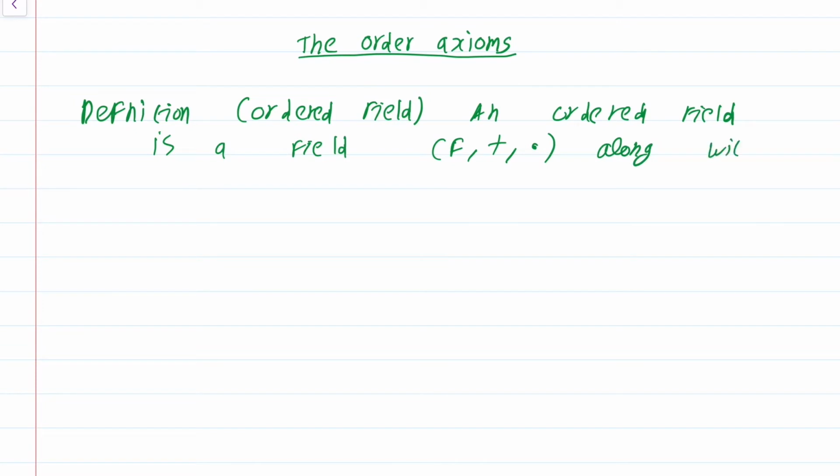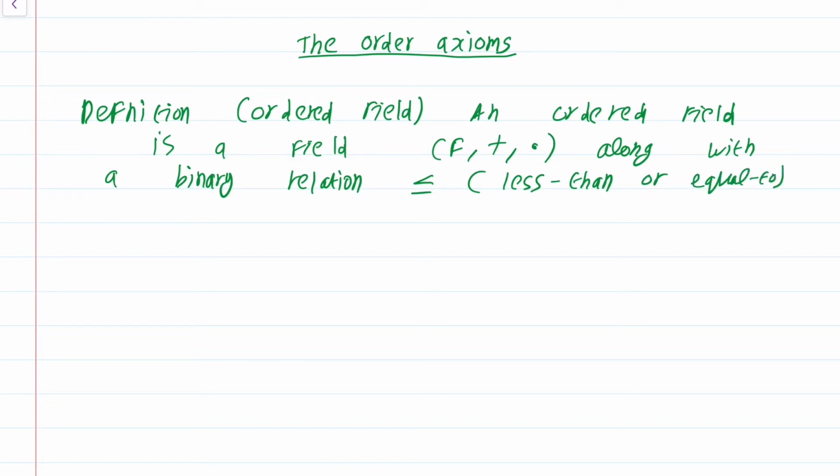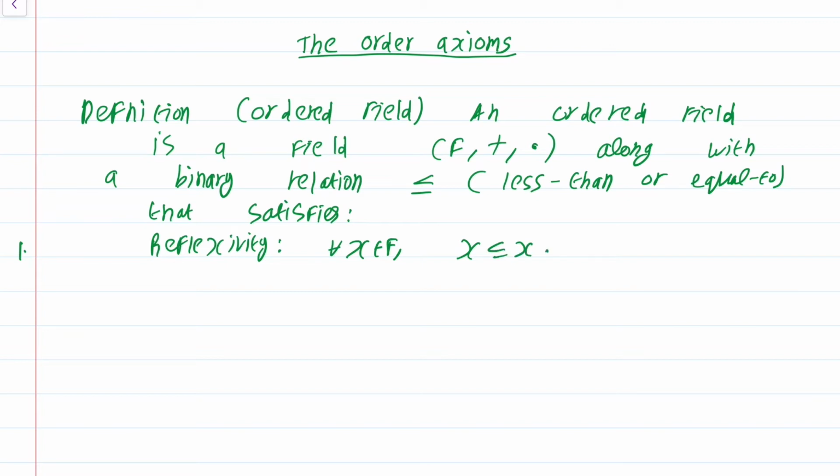Along with a binary relation which we denote as less than or equal to, that satisfies certain axioms. That satisfies number 1, reflexivity. This should remind you of something from the last week. For all x in F, x is less than or equal to x.